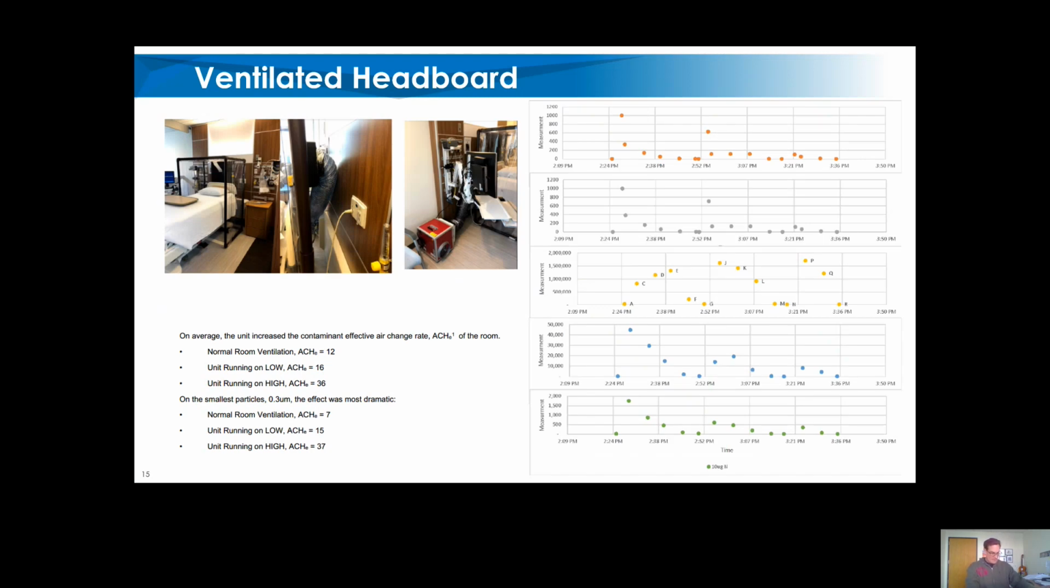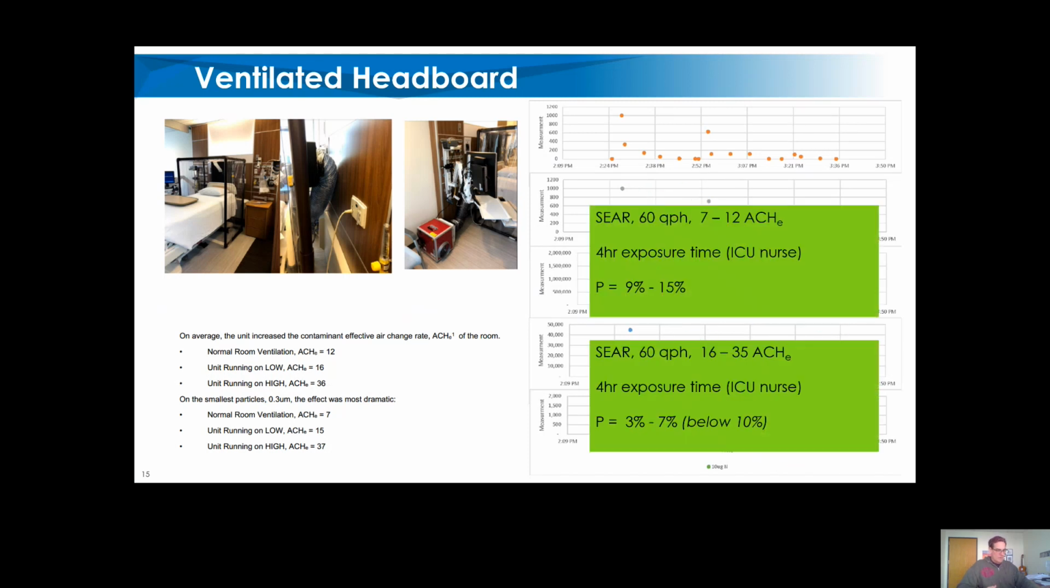This is another patient room. There's another HEPA filter added at a ventilated headboard. This is more of a movable ventilated headboard. Actually, the final version had wheels on it. The contaminant, again, was the theatrical smoke machine. We did this test just a day or two later. Measured contaminant removal was between 12 and 35 air changes. But again, you notice that the normal room ventilation is already quite high. And so for an ICU nurse at a 4-hour exposure time, the standard environmental risk went from just above 10% to just below 10%. But really, that's only a 5% change in risk. It's not a really big improvement that happened here.